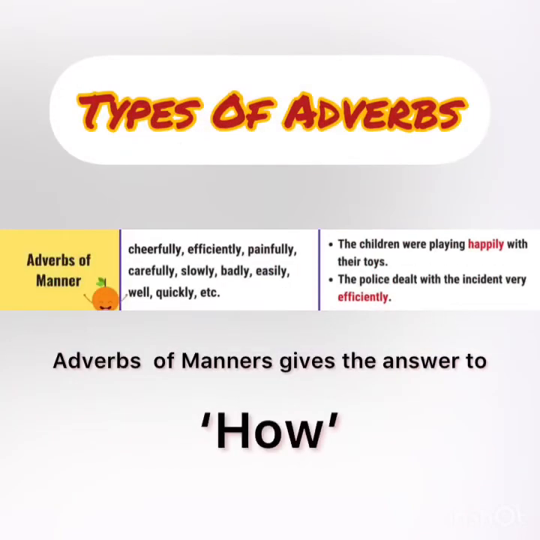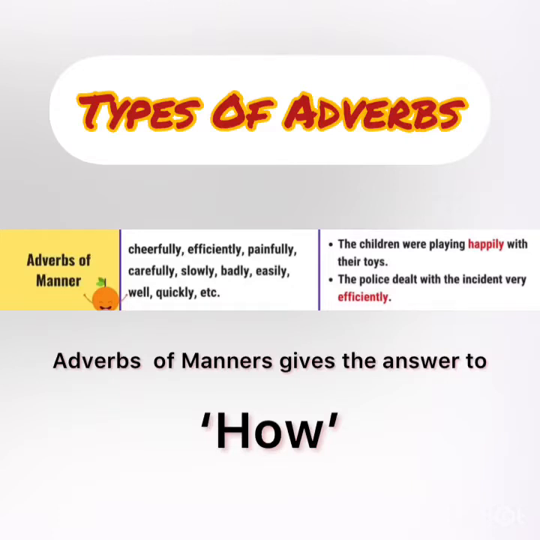Second one, adverbs of manner. The examples are given and the words which are used are cheerfully, efficiently, painfully, carefully, slowly, badly, easily, well, quickly, etc. In the examples, we have 2 sentences. The children were playing happily with their toys. So, how were the children playing? It gives the answer of how. Adverbs of manner give the answer of the question how.